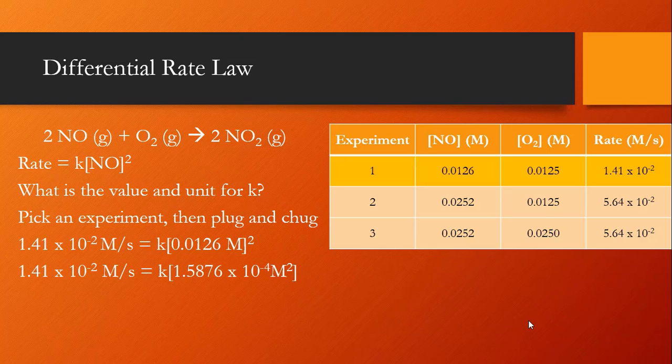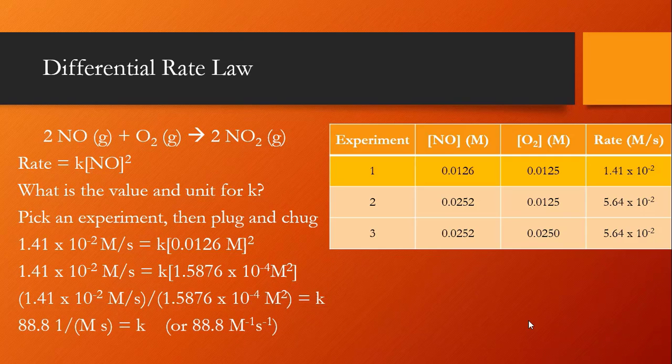You square the 0.0126, and you get 1.5876 times 10 to the minus 4th molarity squared. Divide both sides by that number, and you'll get the value for K. And when you do your dimensional analysis, you see that you've got molarity divided by molarity squared. So you're going to end up with 88.8 over molarity second, which can also be written as 88.8 molarity to the minus 1, second to the minus 1.